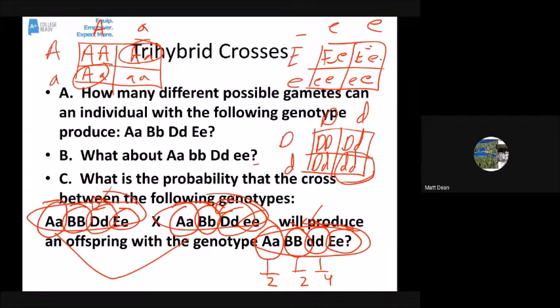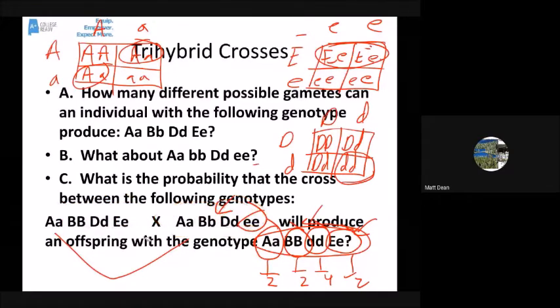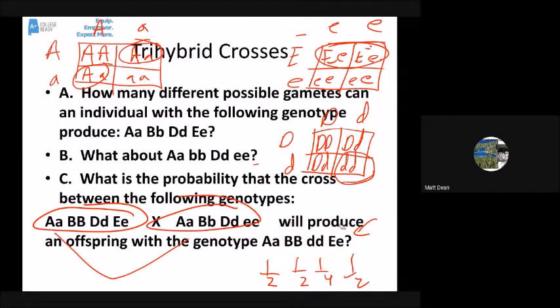So what I can see is there's a 2 out of 4 chance, a 1 out of 2 chance that we get this genotype. So now I want to think about the whole offspring. What are the chances that this parent and this parent create this offspring? And the way that I'm going to do that is I'm going to use the product rule. I'm going to take the individual probabilities from each gene set and just multiply them across. So I'm going to go 1/2 times 1/2 times 1/4 times 1/2.